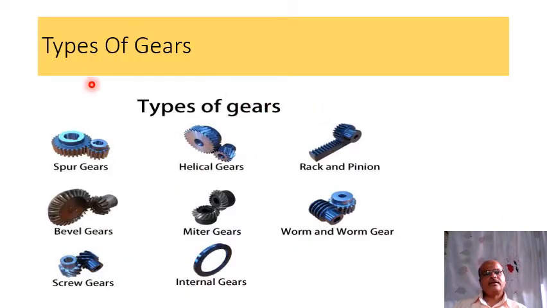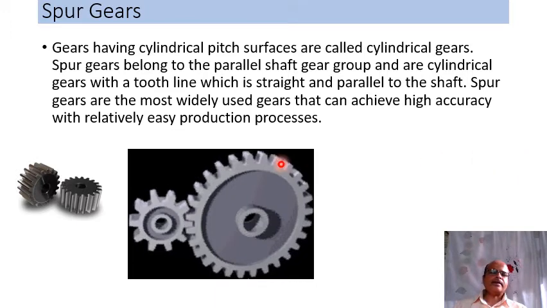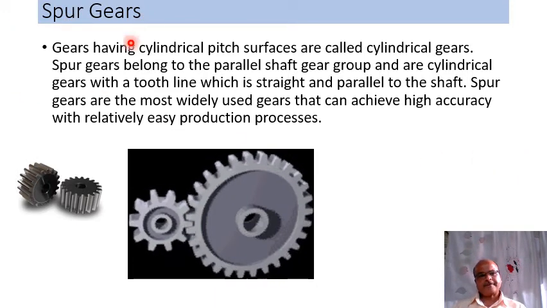Then there are different types of gears. That is spur gears, helical gears, rack and pinion, bevel gears, miter gears, worm and worm gear, then screw gears, then internal gears. So n number of gears are used in the mechatronics or in the mechanical systems. These gears are useful, and first is a spur gear.